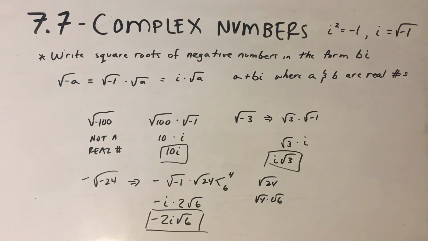Okay, so this is just how I would write a square root of a negative number in the form of BI.